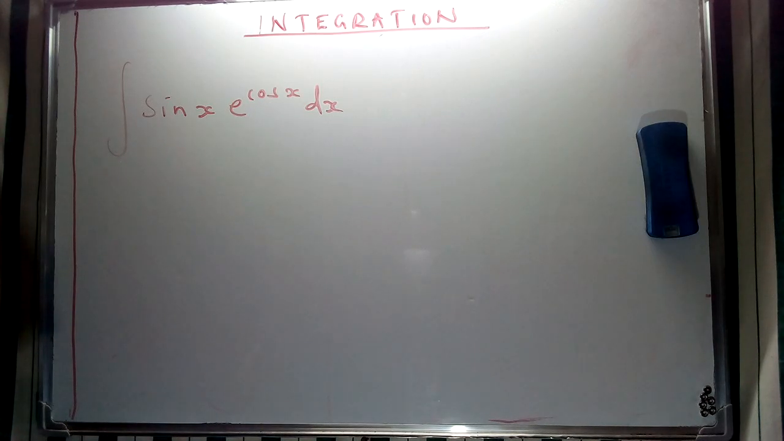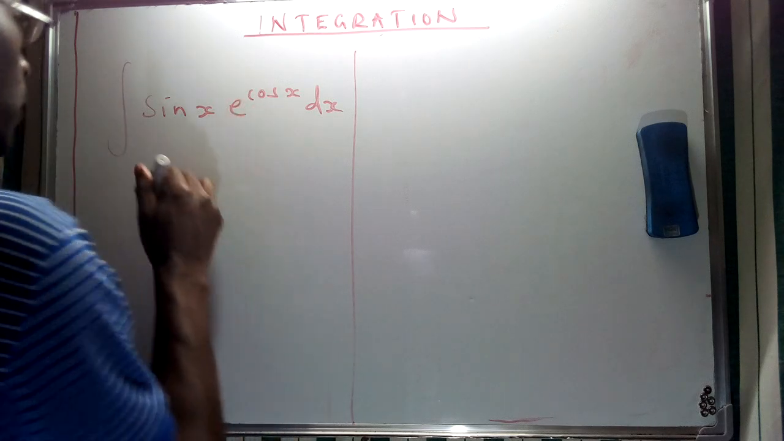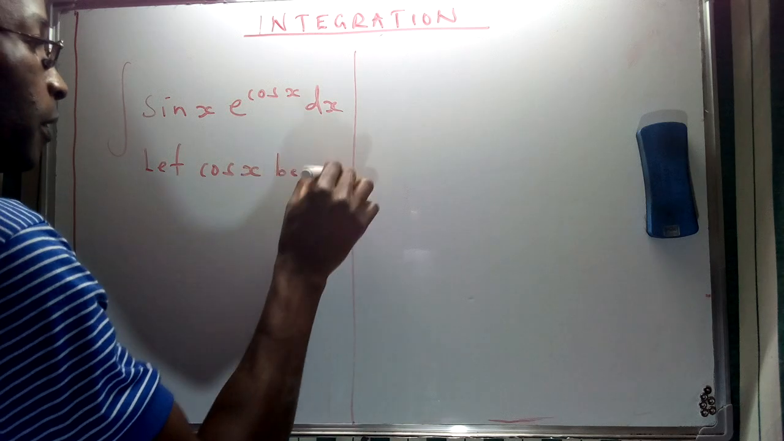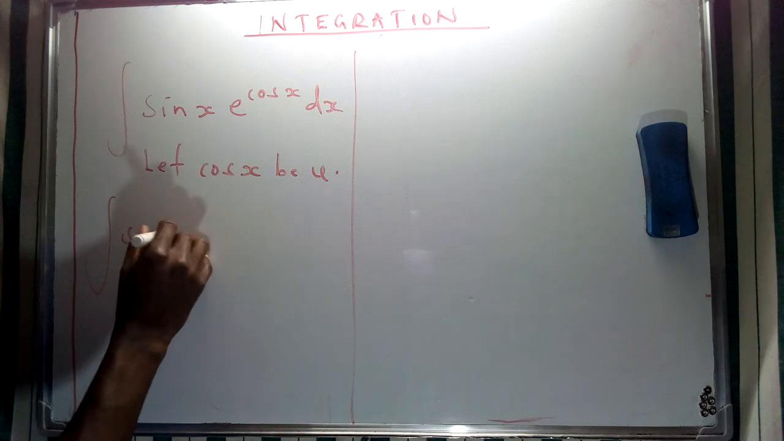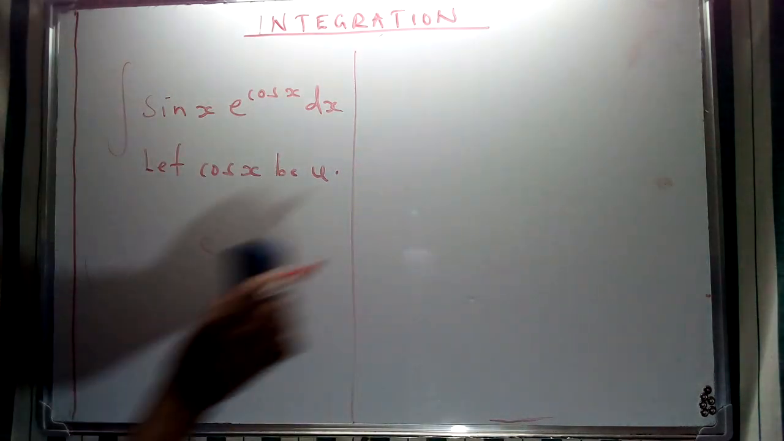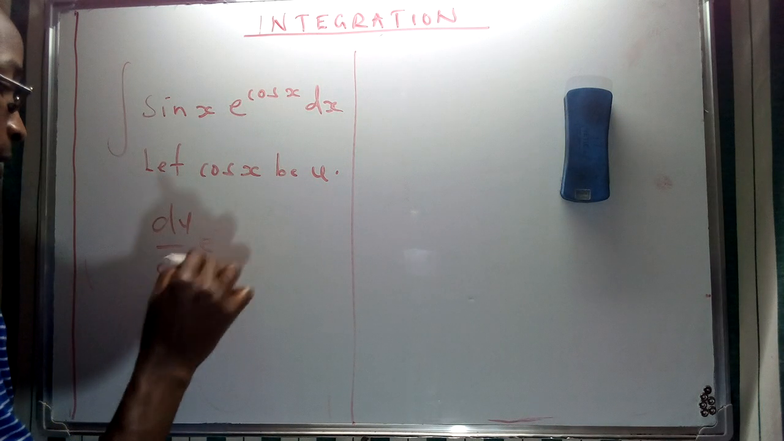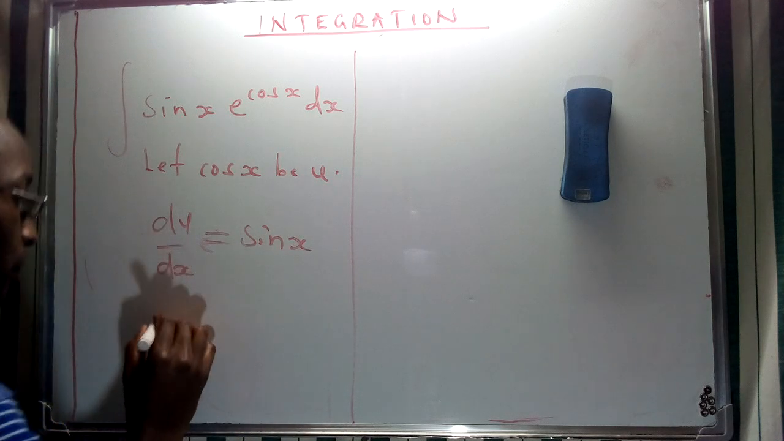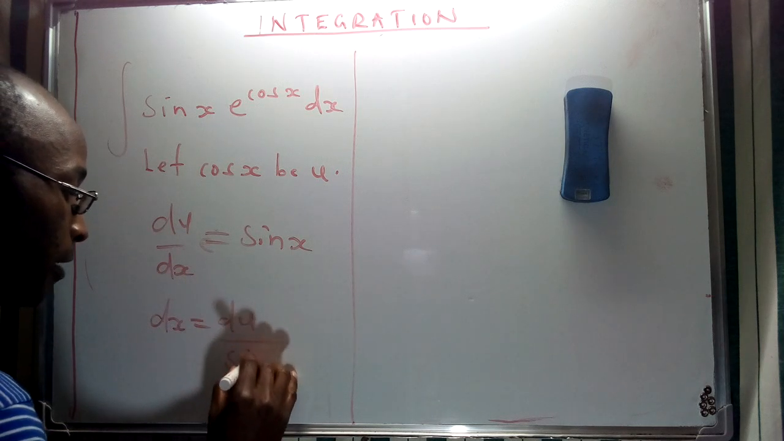So we're going to identify this part as u, as we had said. For our case, we're going to say let the cosine of x be u. Therefore, we're going to write our integral expression, just start from here. So if we let cosine of x be u, then du over dx is going to be represented as negative sine of x, and therefore dx is going to be given as du over sine of x.